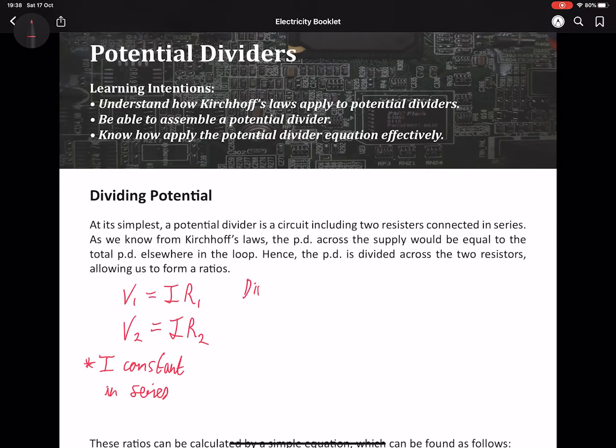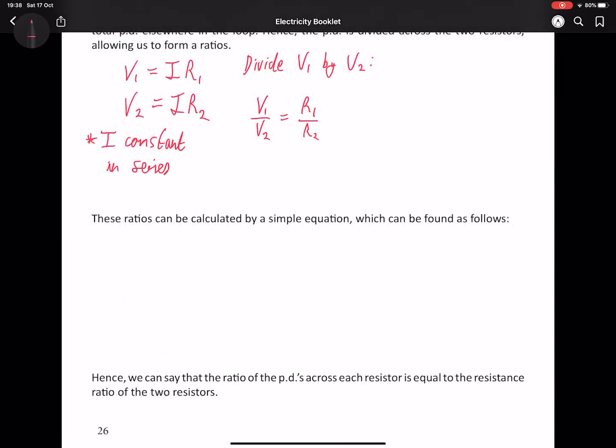So if we simply divide one by the other, so in this case, let's just say divide V1 by V2, we end up with a very simple ratio that shows us that V1 over V2 is equal to R1 over R2, because the current being constant means it cancels out. So this can allow us to use very basic ratio patterns as we've seen before.